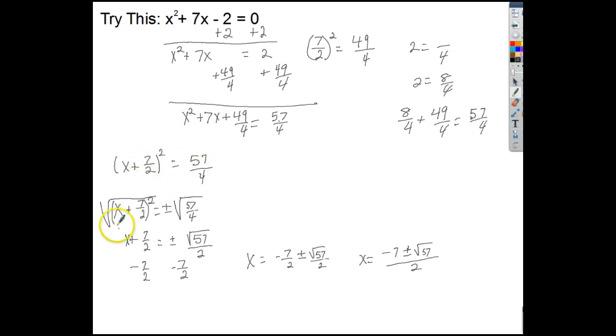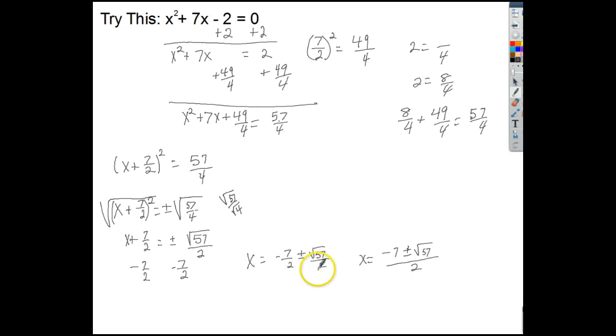Okay, we then take the square root of both sides to get rid of the square. We get just x plus 7/2, and of course we do the plus minus, and we're going to put the square root of 57 over the square root of 4, which is going to be 2. Okay, so that's where this 2 came from. And then get x by itself by subtracting 7/2 from both sides, and it goes in front of the plus minus, so we have negative 7/2 plus or minus square root of 57 over 2.